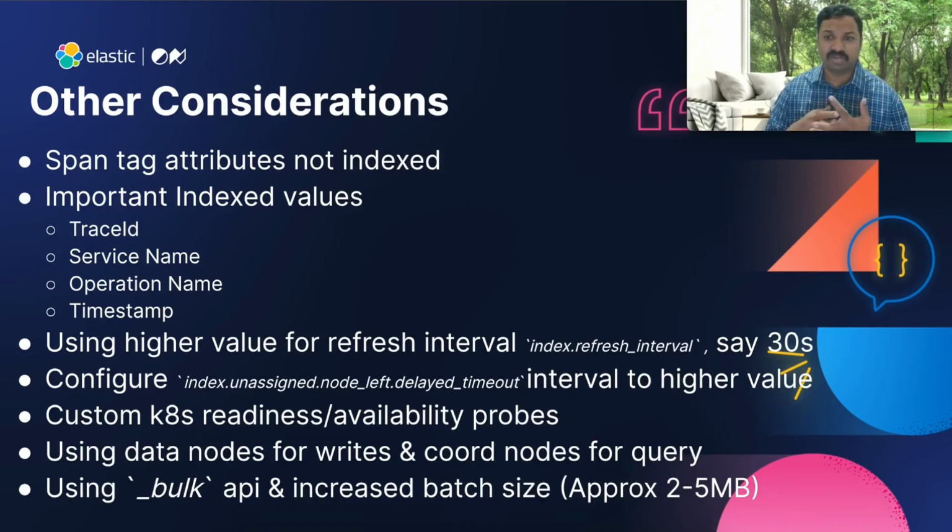One thing that we have taken advantage of, due to the nature of how the tracing platform looks, is that we don't really need the data immediately once it is written. So we have set a refresh rate of 30 seconds. By default in Elasticsearch it is 1 second, and by changing it we've been able to get more write throughput on Elasticsearch clusters.